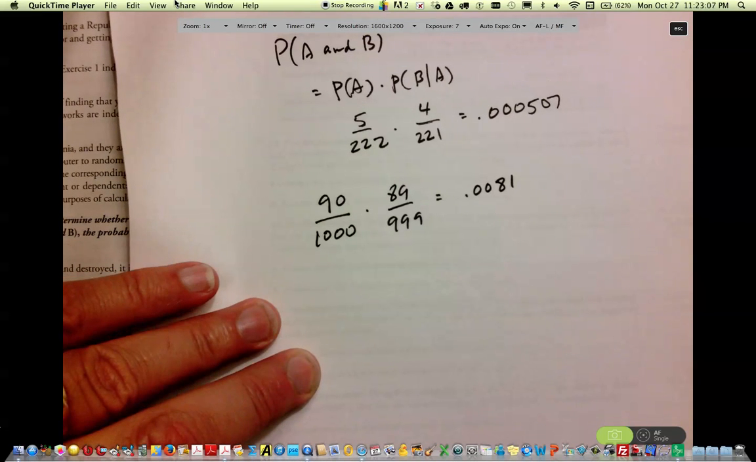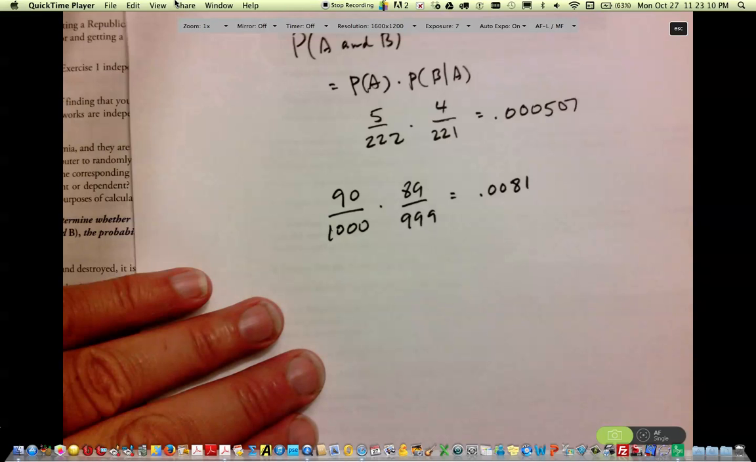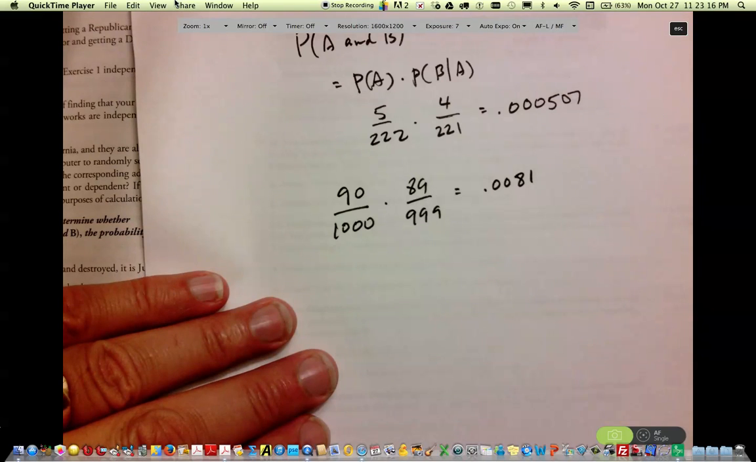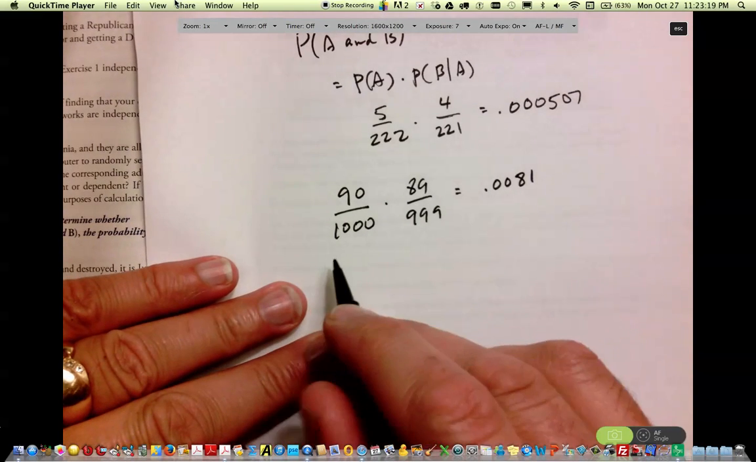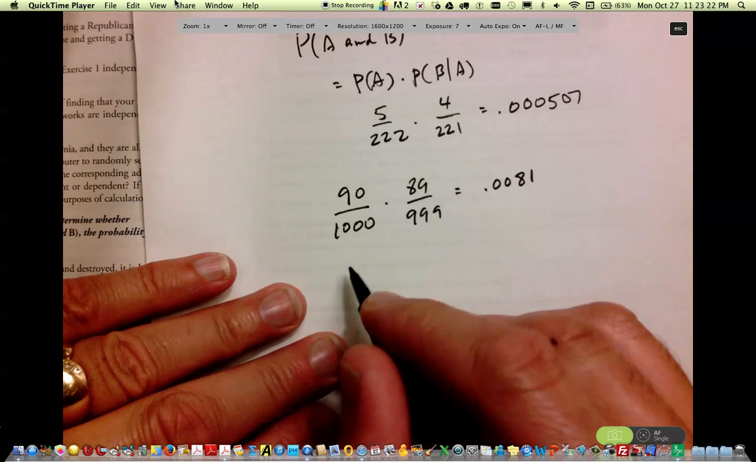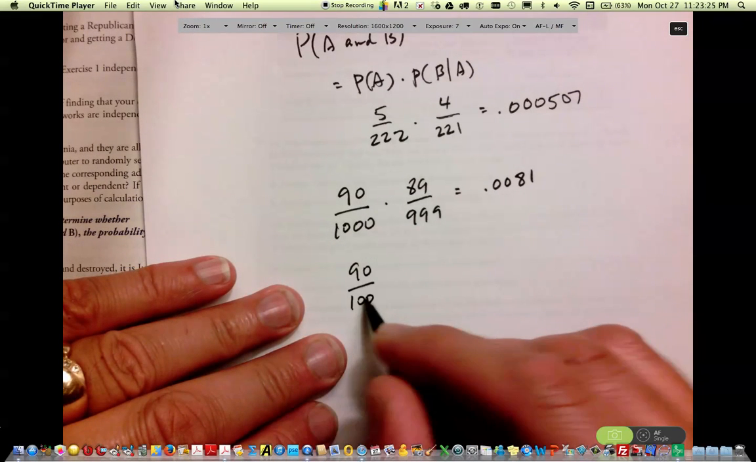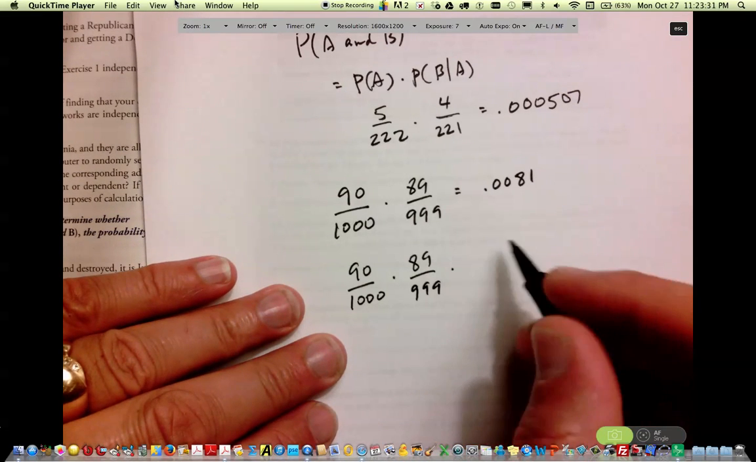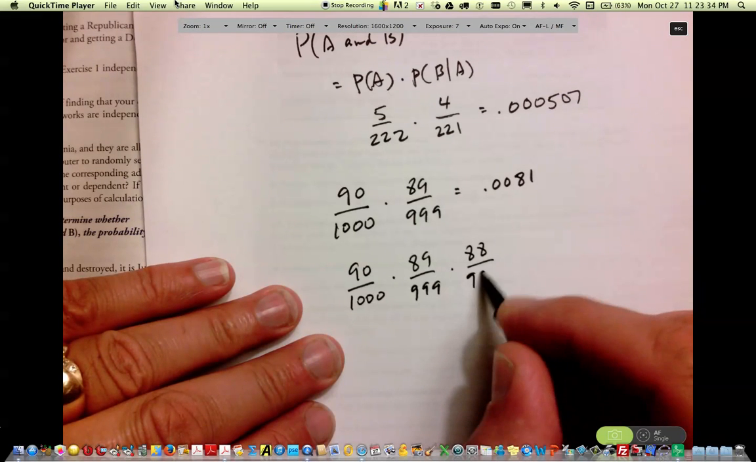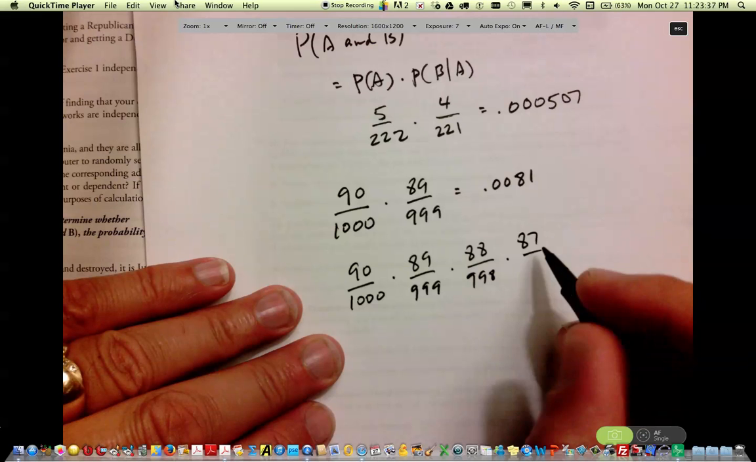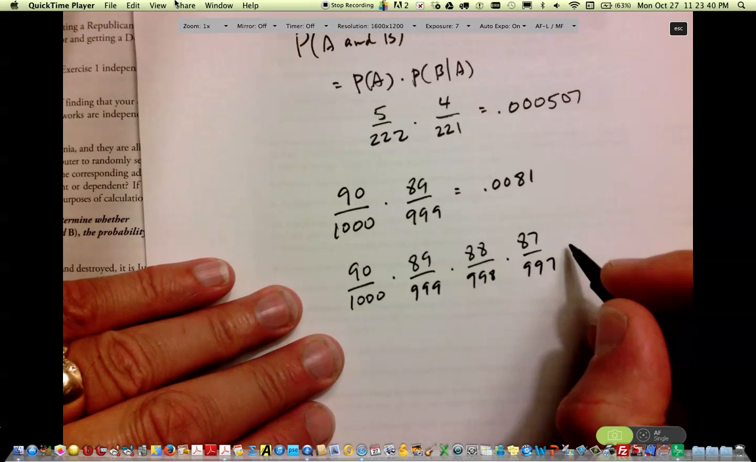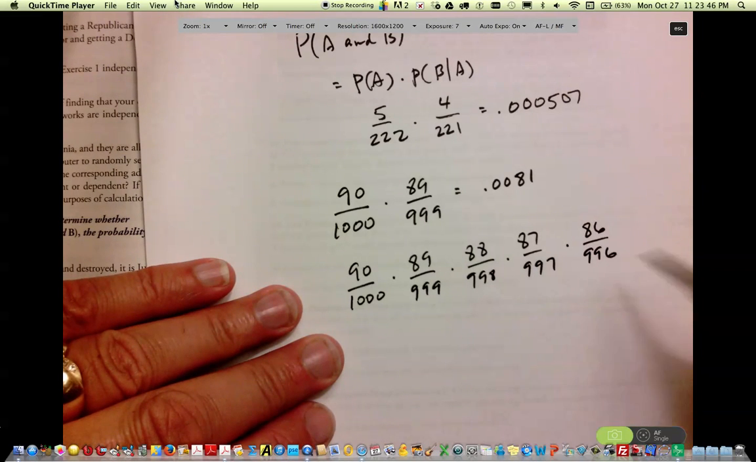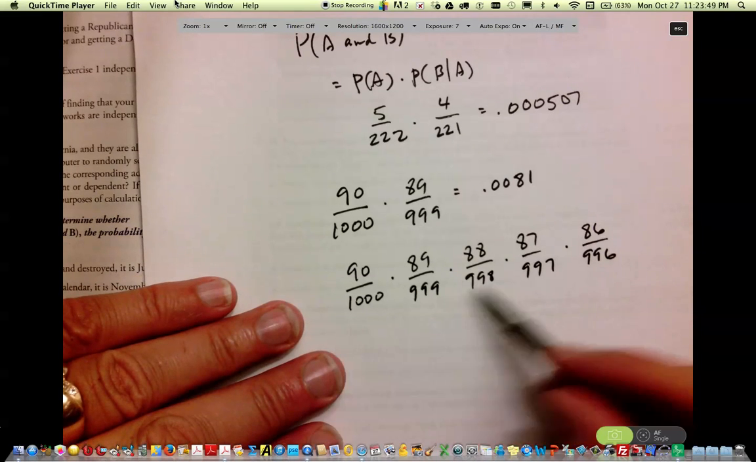Now, the problem with this is, let's say we selected about 5 different people, and we wanted to know the probability that all 5 of them are false positives. The first person would be 90 out of 1,000. The second person would be 89 out of 999. The next person would be 88 out of 998. The next one would be 87 out of 997. And then the next one would be 86 out of 996.